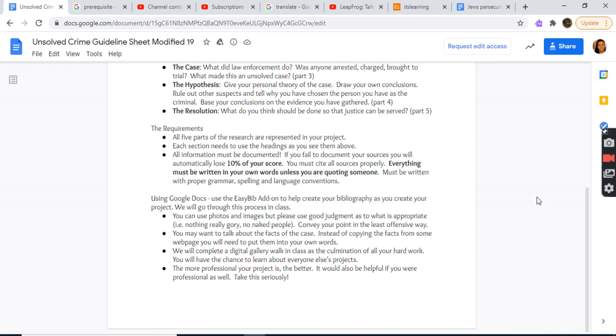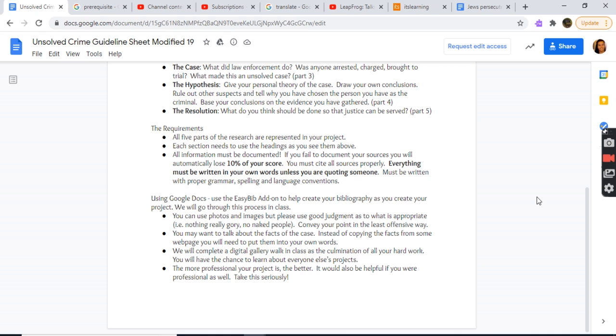Must be written with proper grammar, spelling, language conventions. Use Google Docs. Use the EasyBib add-on to help you create your bibliography as you create your project.